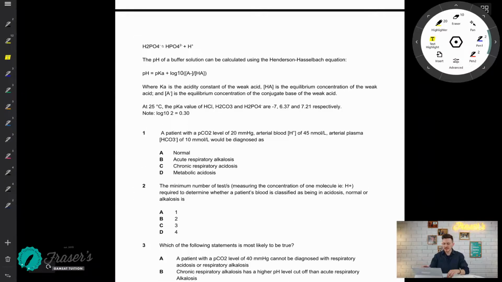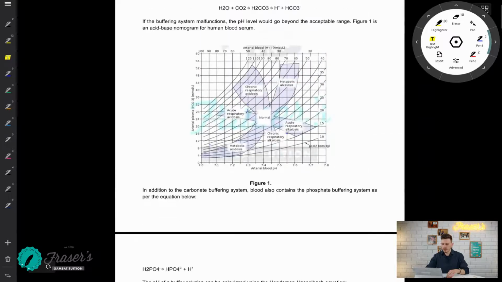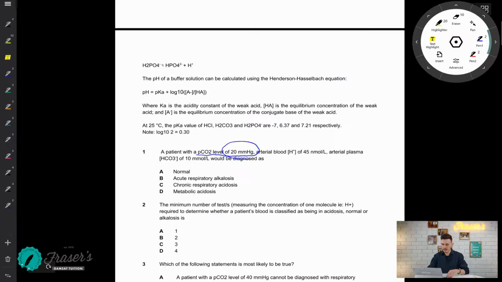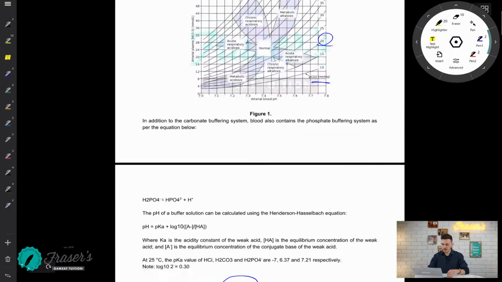So jumping down to the first one, we're trying to work out what diagnosis we would give a person given these specific values. As we're reading, I'm just going to identify those on the actual graph and try to work out if I can see the answer. First of all, we have a PCO2 level of 20 millimetres of mercury, PCO2 being over here, 20 millimetres of mercury down here. We have an arterial blood H plus concentration of 45.